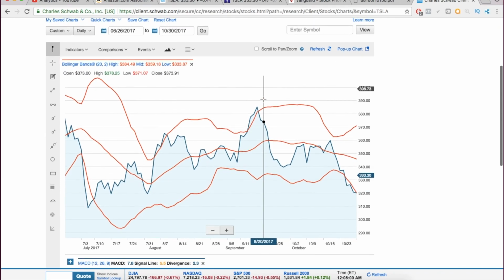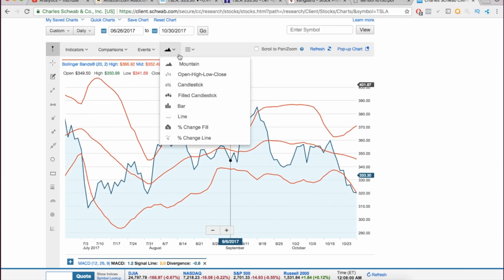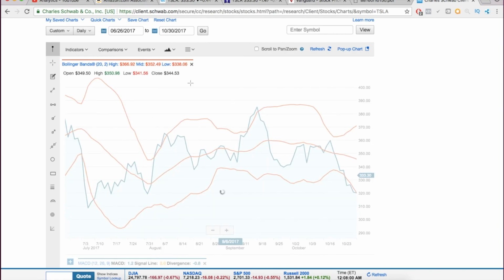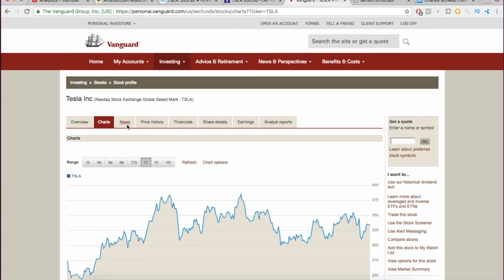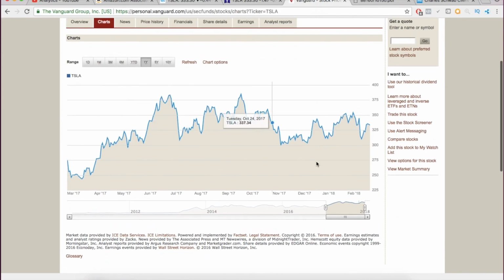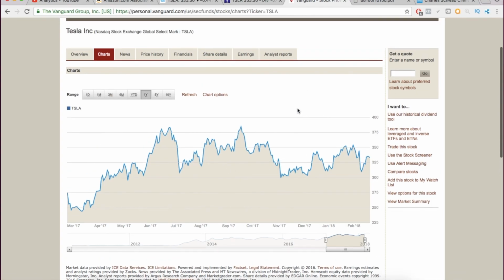Right? So this is line. I'm trying to see if there's a way for me to change this to candlesticks. Oh, here we go. So you can go ahead and change it. Definitely a lot nicer looking than the charts that you will get here in Vanguard.